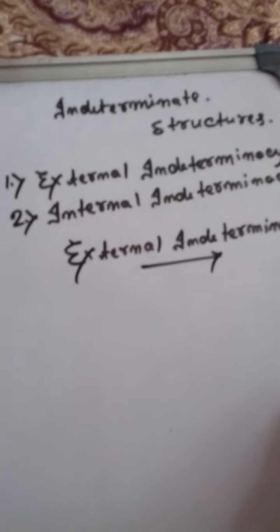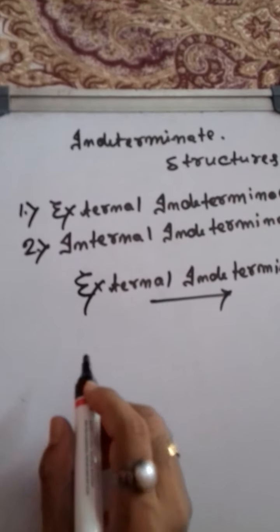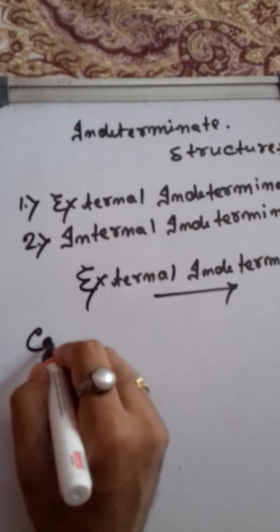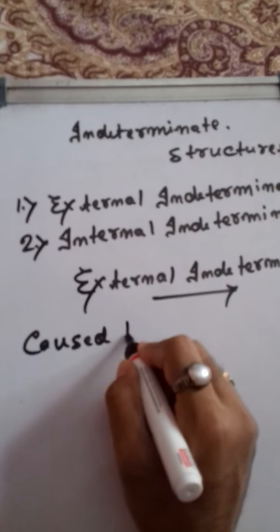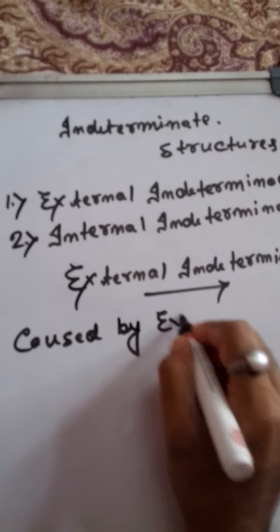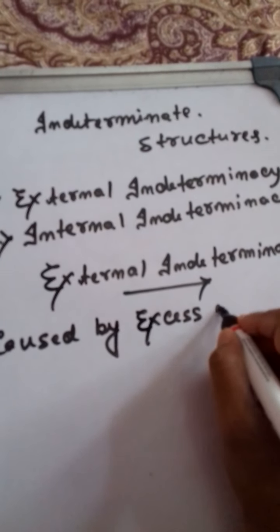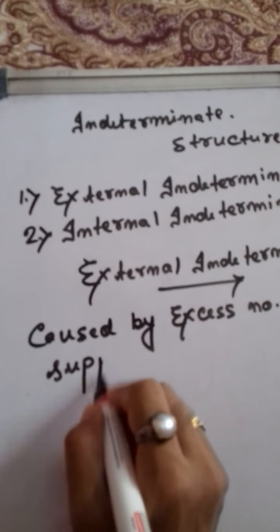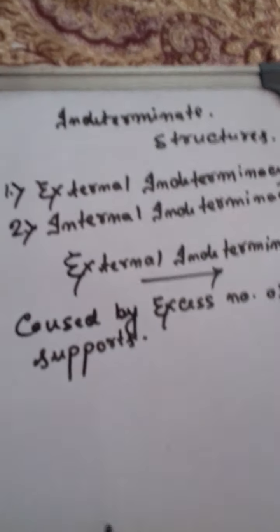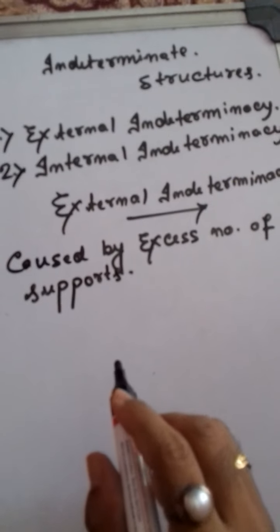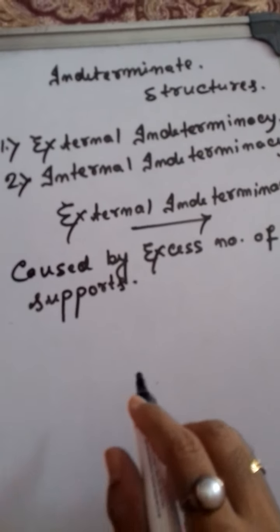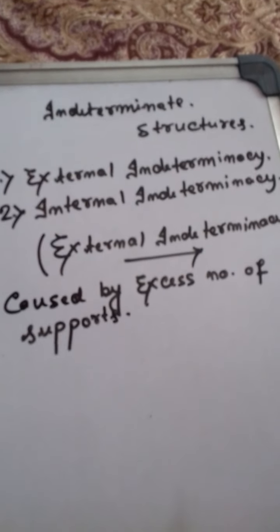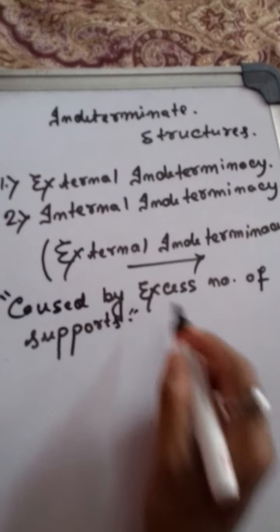Just you have to keep in mind that external indeterminacy is caused by too many supports. Just make a note of it. It is caused by an excess number of supports. That is, if the number of supports is more than those required to keep the structure safe and stable, it can be called external indeterminacy. Here it is caused by an excess number of supports.